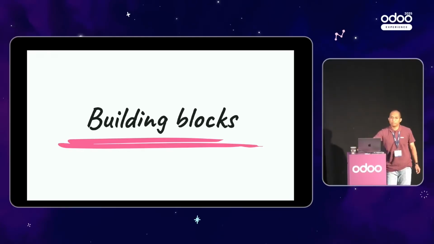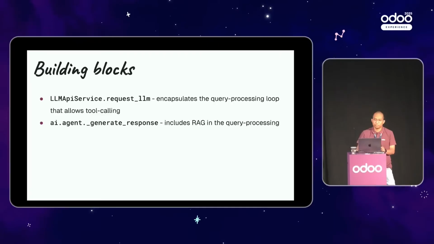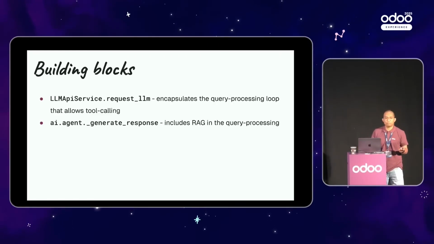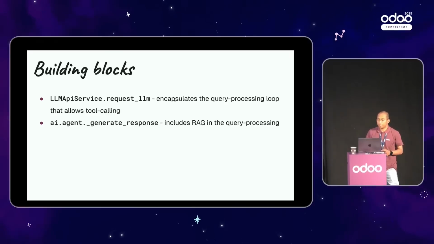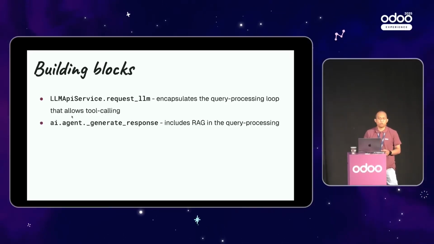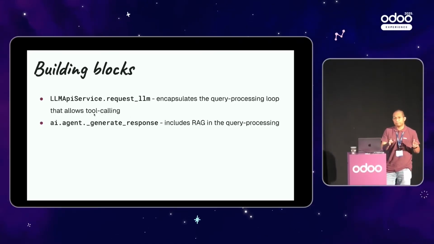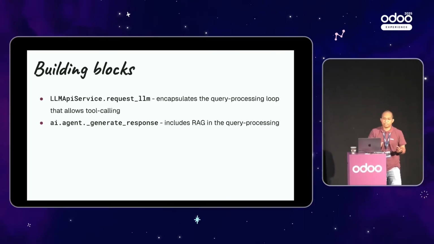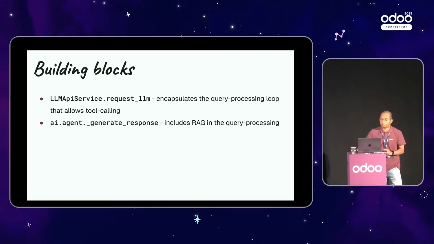And here are some building blocks that you might need to use later on when you develop new features. We have this request LLM function, which is exposed via the LLM API service in the AI module. And it basically encapsulates the query processing loop that allows tool calling. So most of the LLMs now can perform tool calls. It's not only just a chat between the user and the AI, but now most of them can perform tool calls.